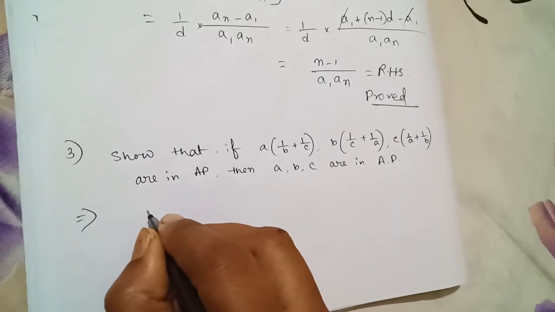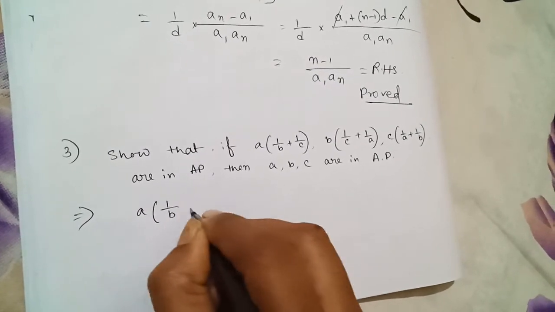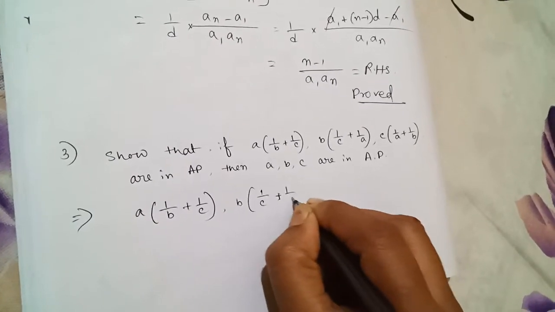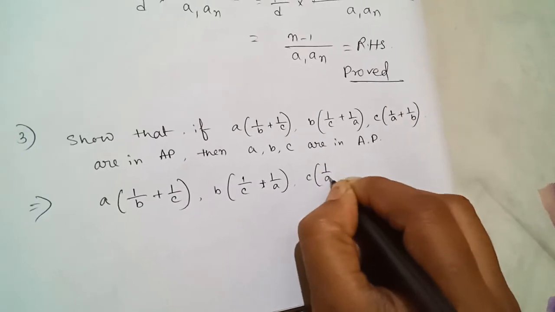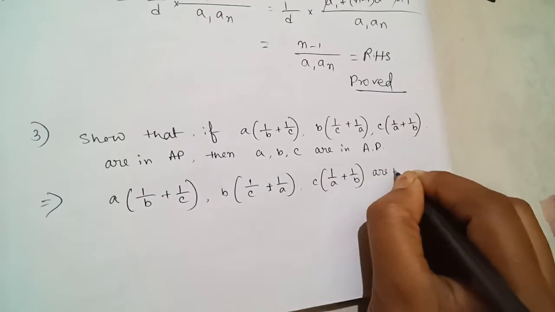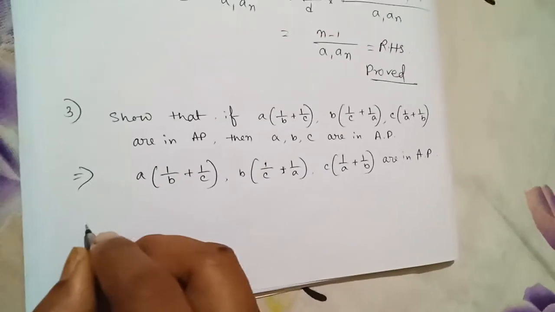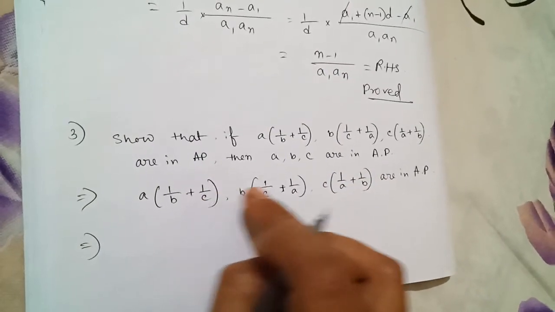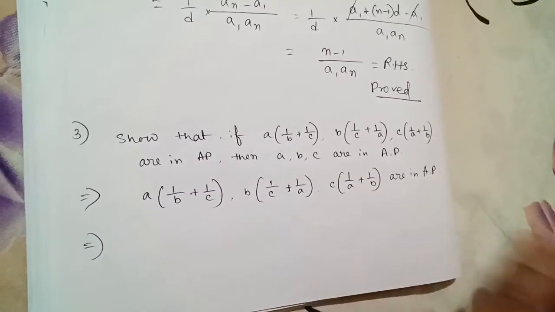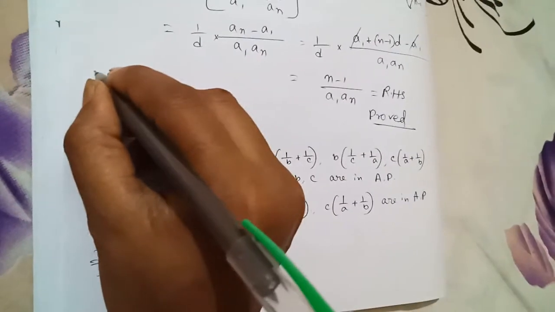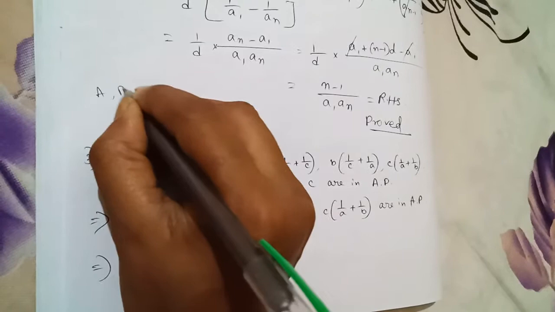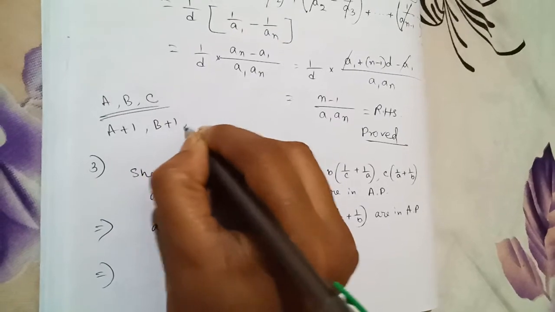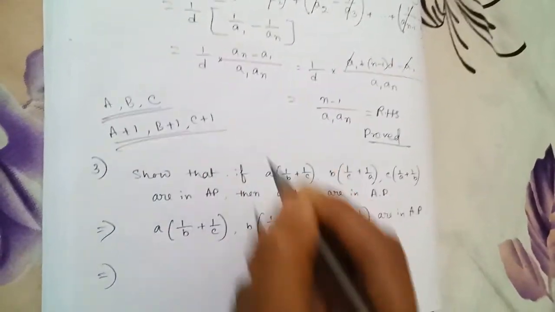So we will write the condition first. A into 1 by B plus 1 by C, comma B into 1 by C plus 1 by A, comma C into 1 by A plus 1 by B are in AP. So we can write that if these three are in AP, then if we add 1 to them, they also will be in AP. Like I'm just writing over here. Suppose capital A, capital B, capital C, these three are in AP. That means capital A plus 1, capital B plus 1 and capital C plus 1 also will be in AP.